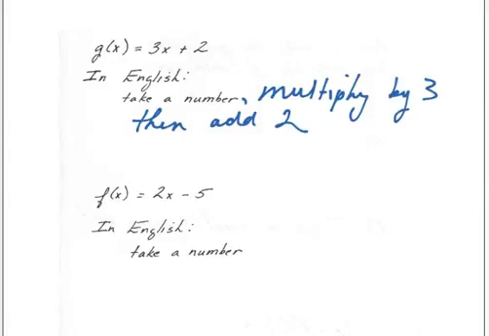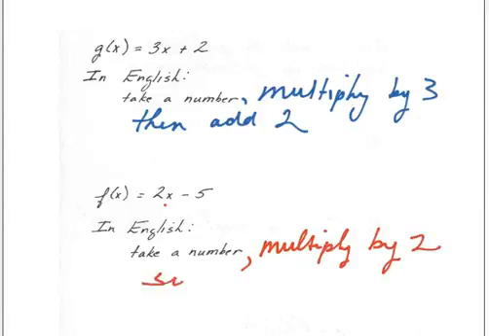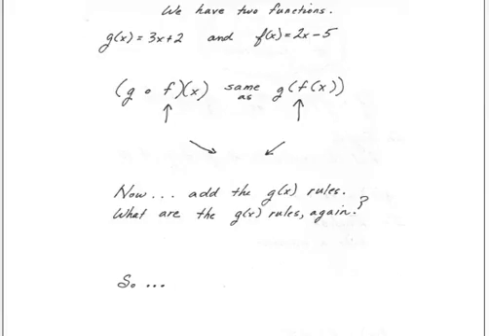Okay? Then what is the English for my other function down here? Take a number, that's the x, then what do I do to it? I multiply it by 2, and I subtract 5. That's the English of what your function is doing for you, isn't it? And this is going to come in very handy in just a moment. All right, so now let's get down to the nitty-gritty.